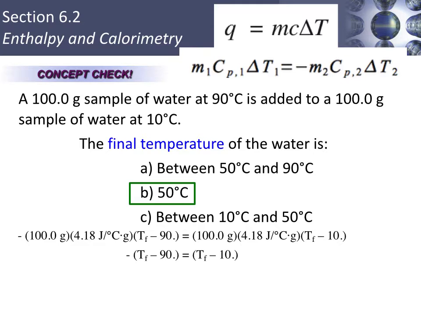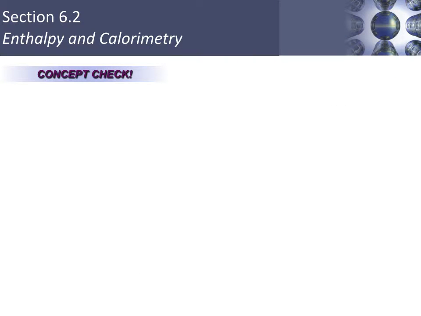We can then simplify the problem because we can get rid of 100 grams on either side and the specific heat on either side, and now we have two equations which essentially deal with the change in temperature. So the change in temperature of one solution has to equal the change in temperature of the other solution. So we can do some simple algebra and eventually get to the fact that the final temperature would be 50. Let's try another.